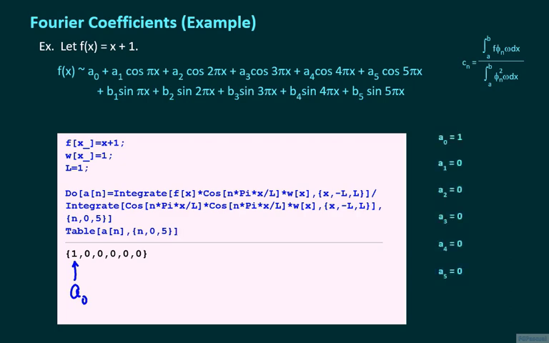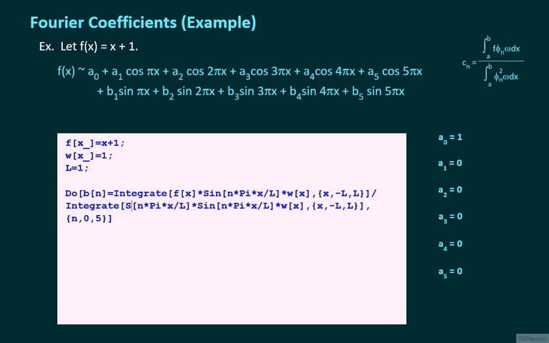We use almost the same command to figure out the b sub n's. So we simply change the a to b, change the cosine to sine, and don't forget, the b sub n's go from 1, not 0, and all the way through 5. Again, we type in the table command to show us what the b sub n's are.